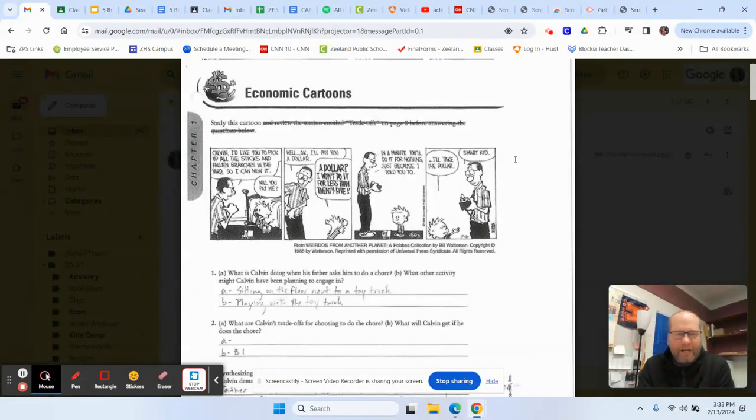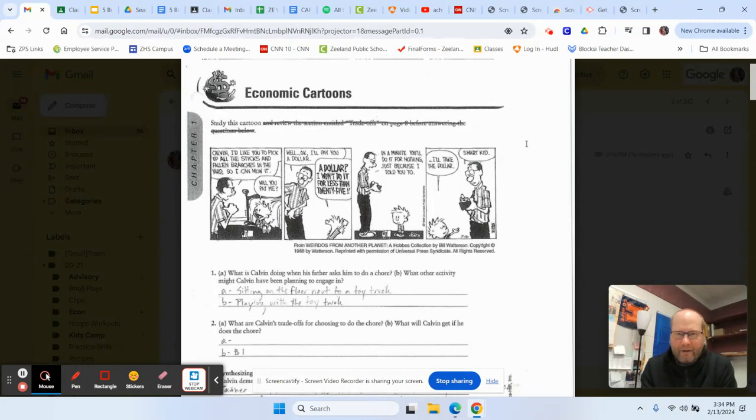Okay, the cartoon here was Calvin and Hobbes, and let's go through it here. The dad says, Calvin, I'd like you to pick up all the sticks and fallen branches in the yard so I can mow it. Response is, will you pay me for it? Gosh, that sounds familiar to what happens in my house. Well, okay, I'll pay you $1. $1? I won't do it for less than 25. Then the dad responds with, in a minute, you'll do it for nothing just because I told you to. Then Calvin comes back in. I'll take the $1. And the dad says, smart kid.